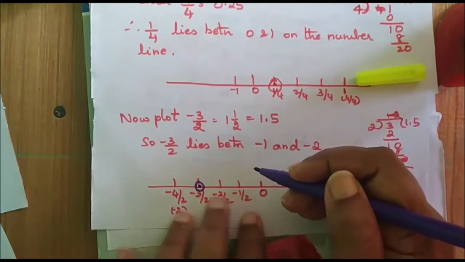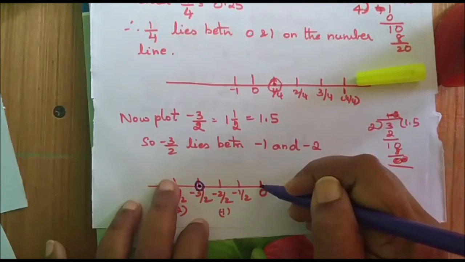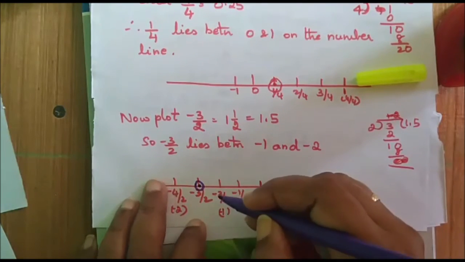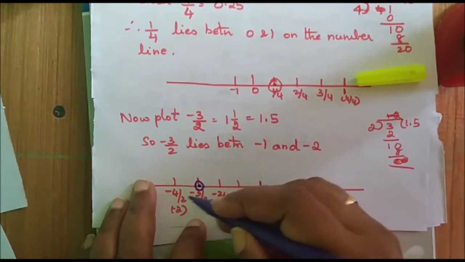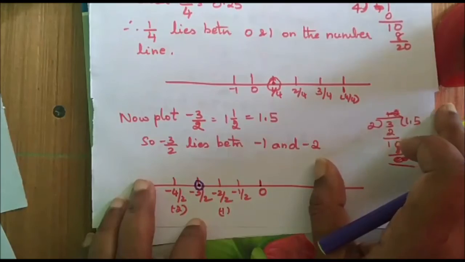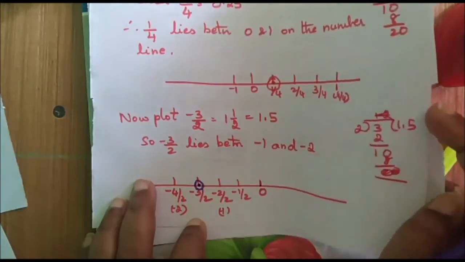See, you divide between 0 and minus 2. I can divide this in the fractions of minus 1 by 2, minus 2 by 2, minus 3 by 2 and minus 4 by 2. I hope you understood how you can plot them on a number line.